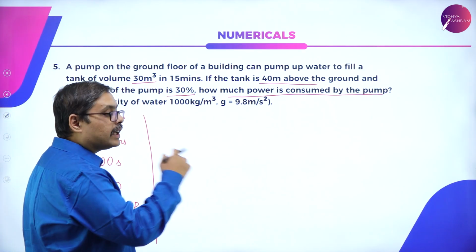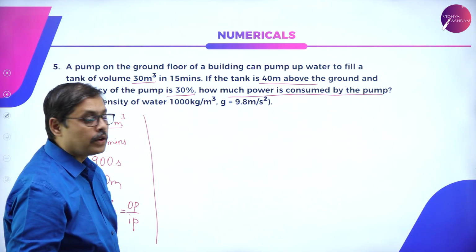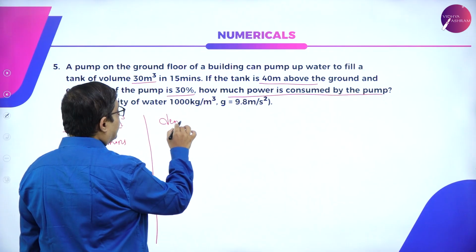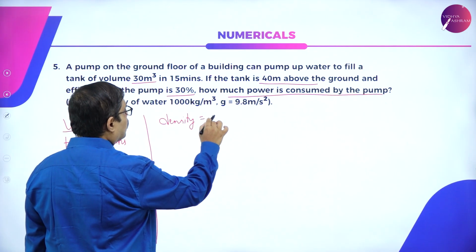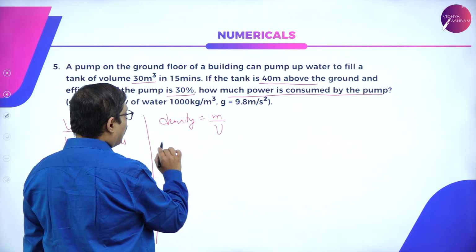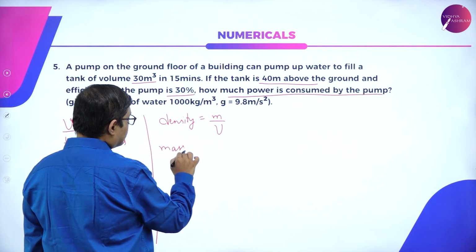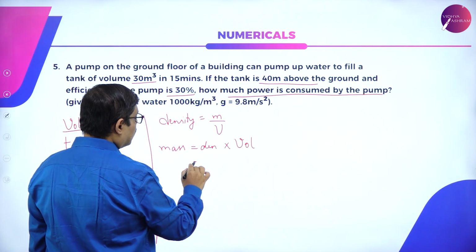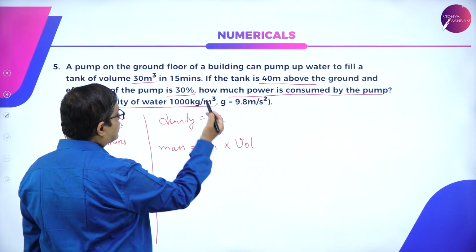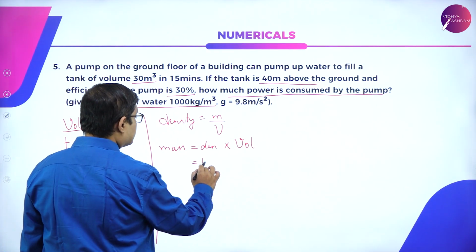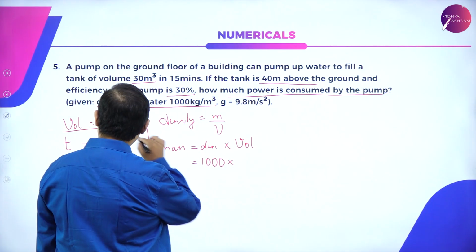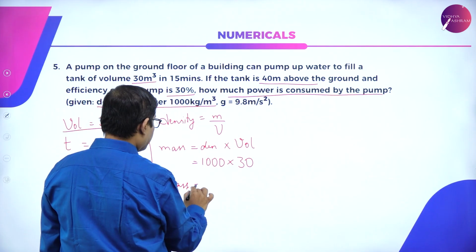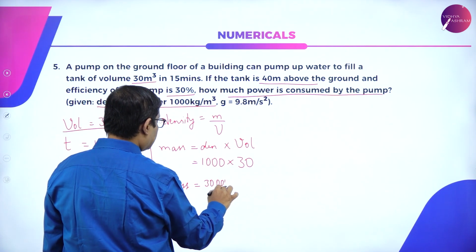Please remember, for any of the calculations we require mass. What is the relation between mass and volume? I know that density equals mass by volume, or mass is equal to density into volume. The data given to me says density of water is 1000 kg per meter cube. So this is 1000 into volume is 30. So mass is equal to 30,000 kg.